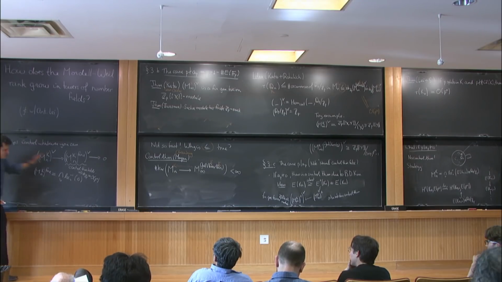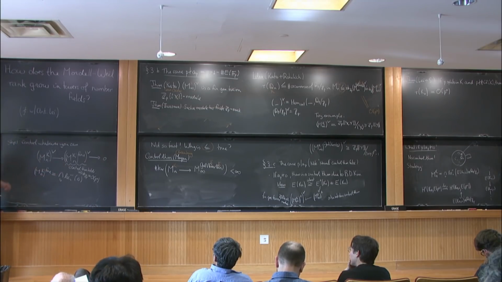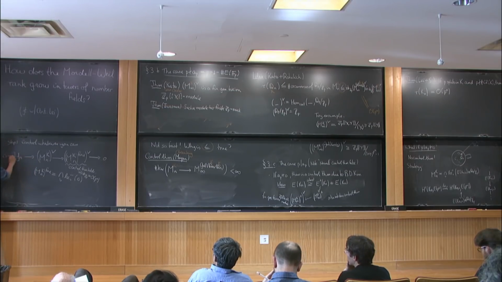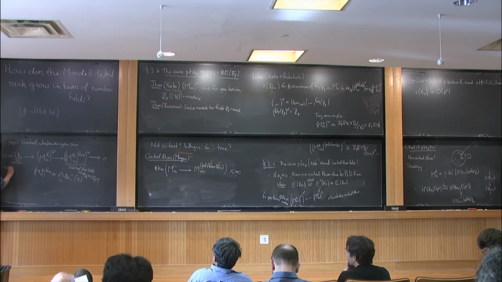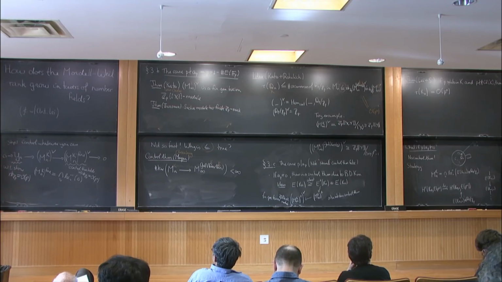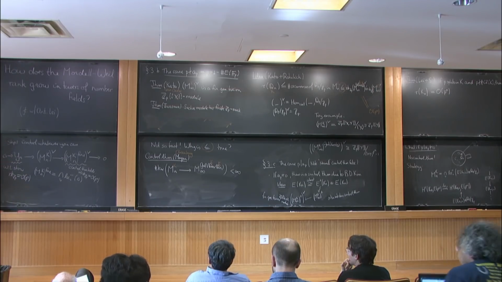Great, so we've controlled one quotient, but this still doesn't give us the theorem, right? So what we really need to do is control the kernel. So I want to show the rank of this guy is big O of p to the n. So how do we do this?